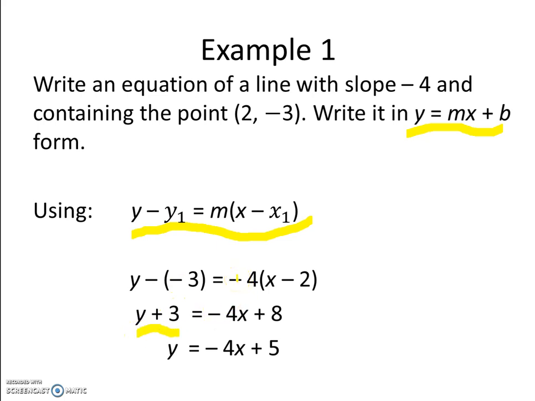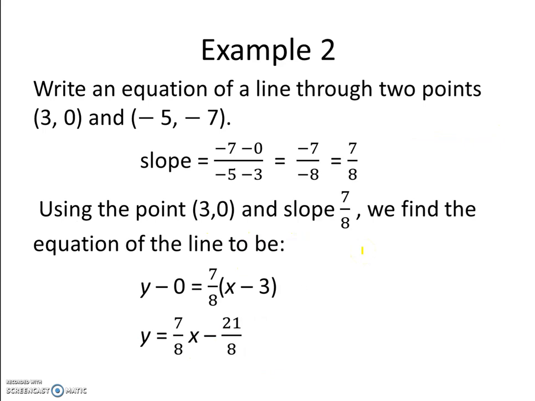If we take the -4 times the quantity x minus 2 and distribute that -4 to the x, we get -4x. And then distributing the -4 to the -2, we get a +8. Subtracting 3 from both sides, we have it in our y equals mx plus b form, and we find the equation is y equals -4x plus 5.